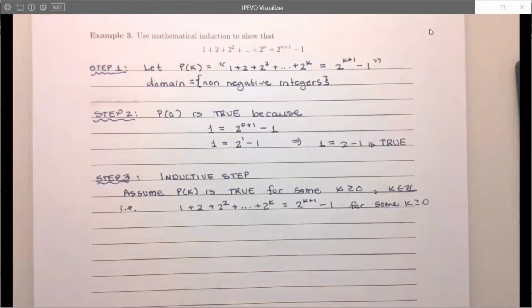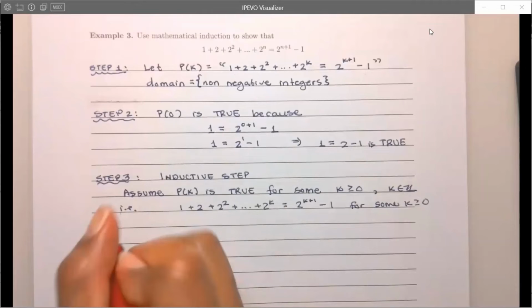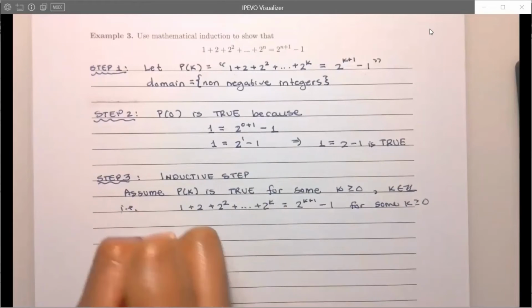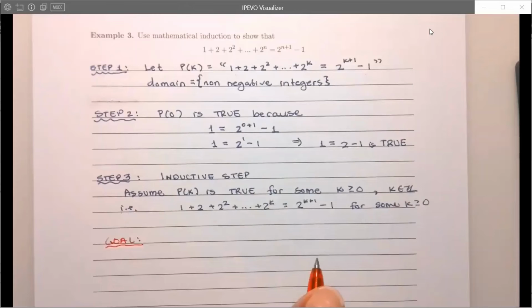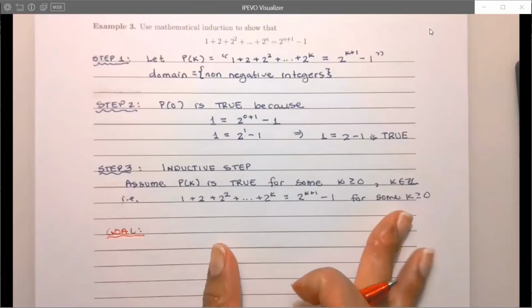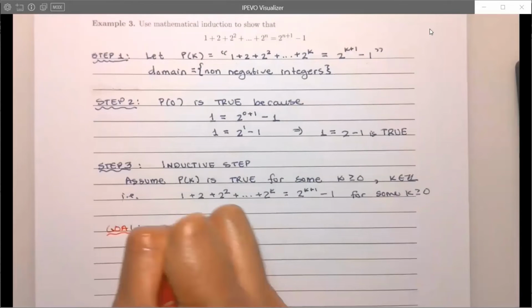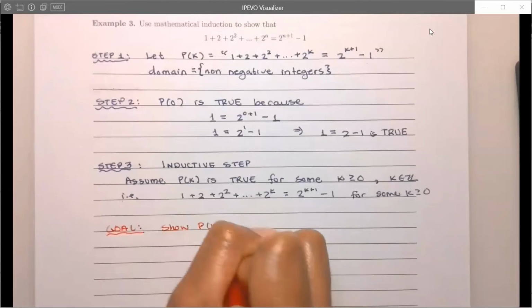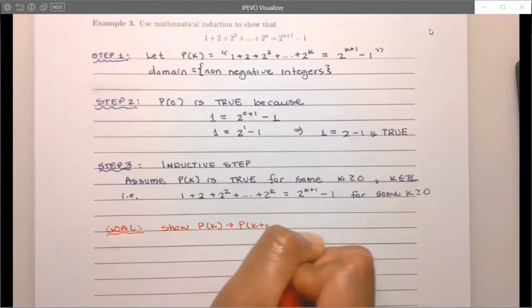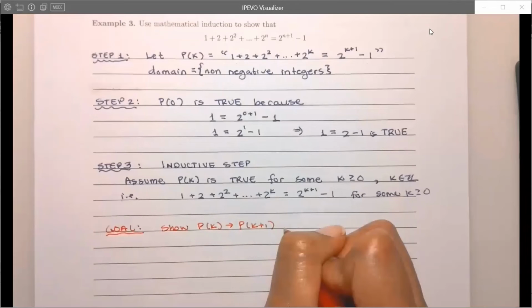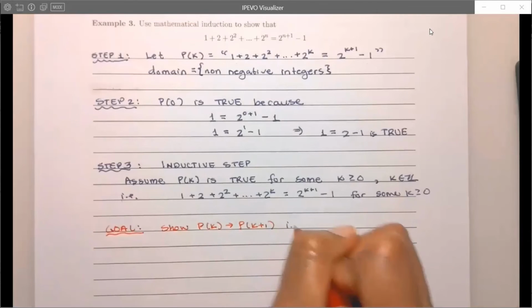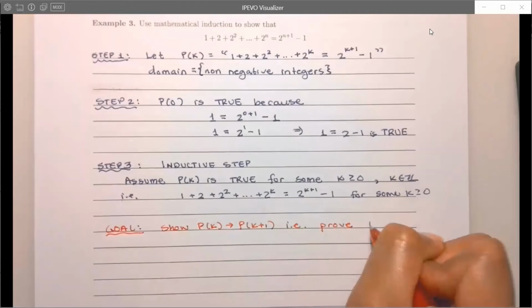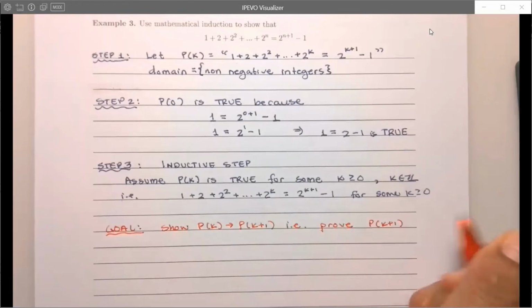What do we want to show? Well, the goal is to show that P of k plus 1 is true. The goal is to show P of k implies P of k plus 1. And so in order to show that, we have to prove P of k plus 1 is true.